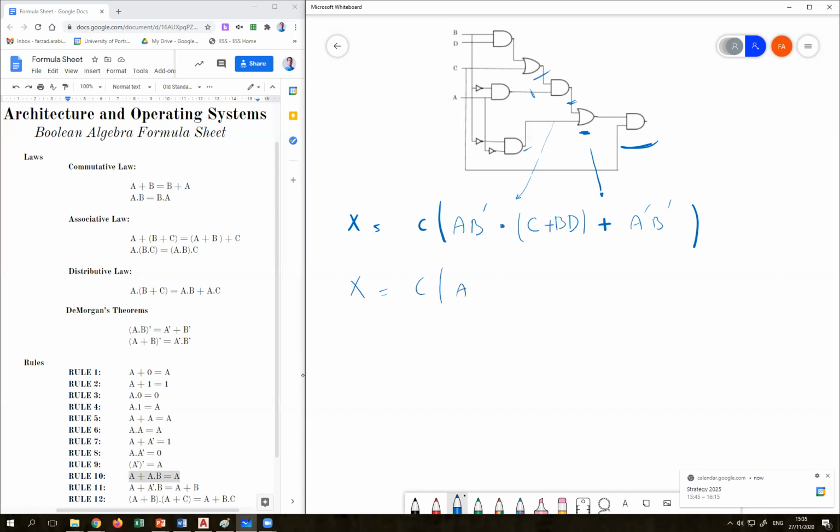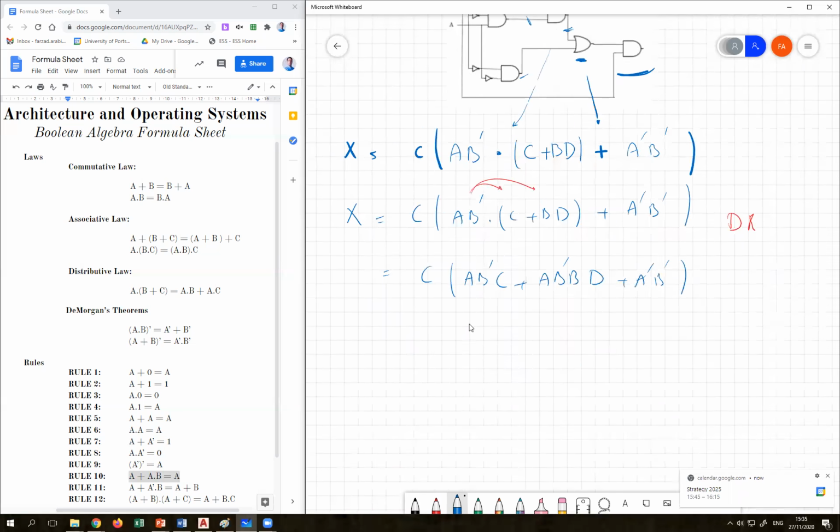C equals A, B naught, C plus B, D plus A naught B. So what I told you was that, first of all, remove the bracket using the distributive rule, because in the distributive rule, we can multiply and remove the bracket. So what I do, I multiply that. What I get is C, A, B naught, C, plus A, B naught, B, D, plus A naught, B naught.